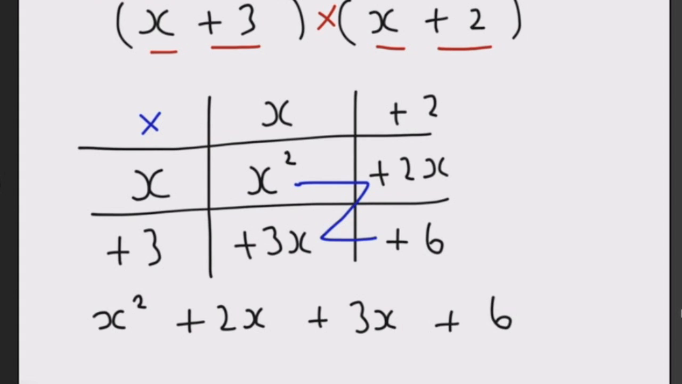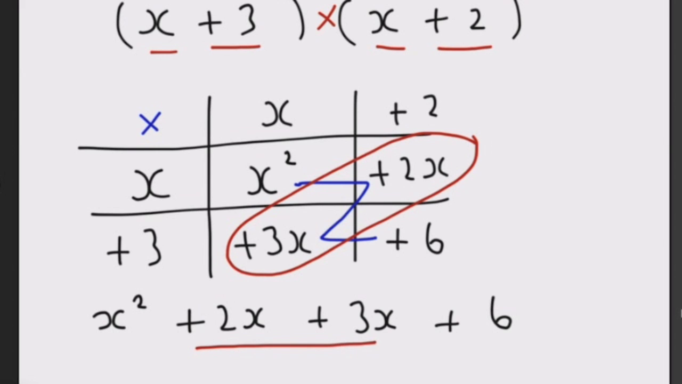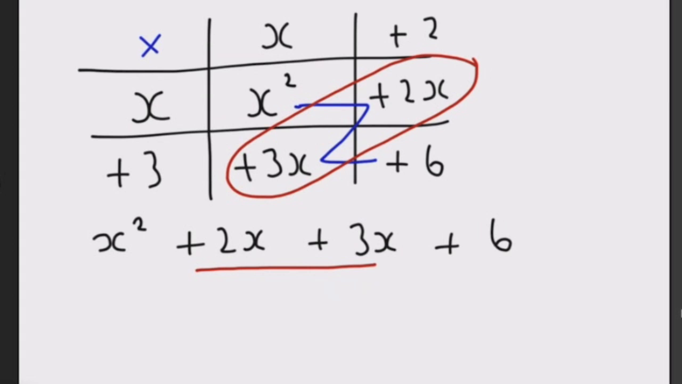Now the key thing to remember about the grid method is that these two terms here will always simplify if written out in the form above. So in this case, my plus 2x plus 3x will combine together to give me the final answer of x squared plus 5x, as plus 2x plus 3x gives me 5x, and then plus 6.